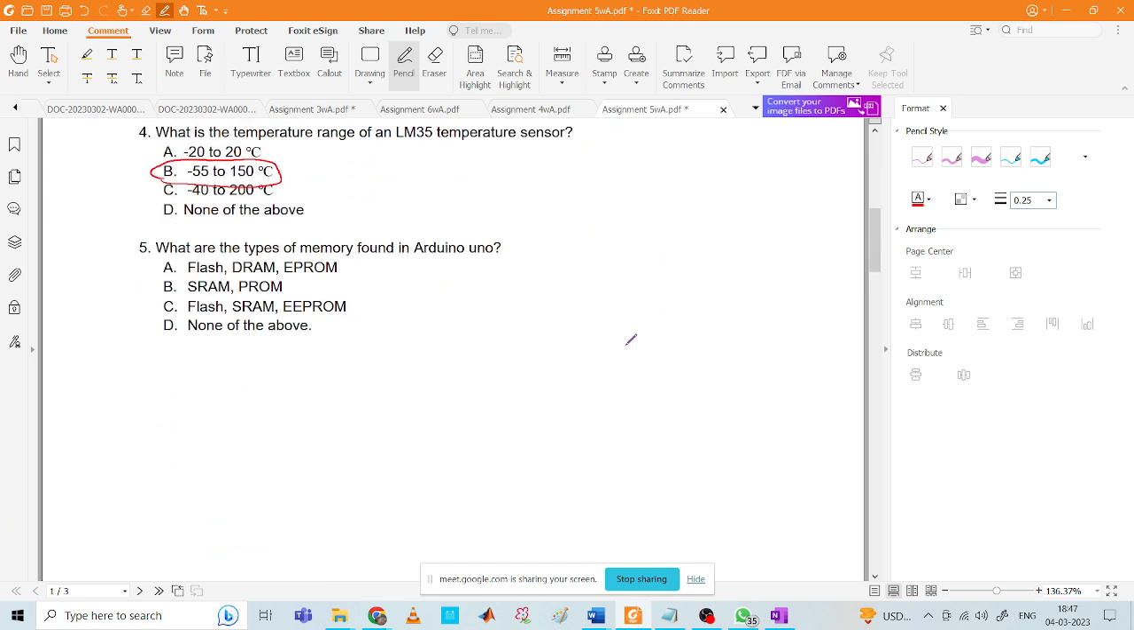What are the types of memory found in Arduino Uno? SRAM and PRAM, sir. SRAM and PROM, sir. Are you sure? Flash, SRAM and EEPROM. I think it should be flash, SRAM and EEPROM, option C, sir. Correct. Option C. So can you tell me what is the difference?